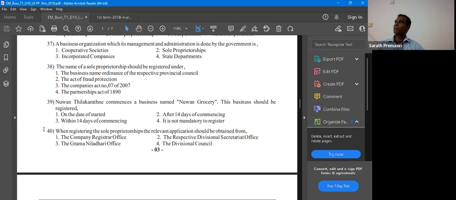Last one. When registering a sole trade business, a sole proprietorship, the relevant application should be obtained from the company registrar's office or the respective divisional secretariat office. That is the answer.